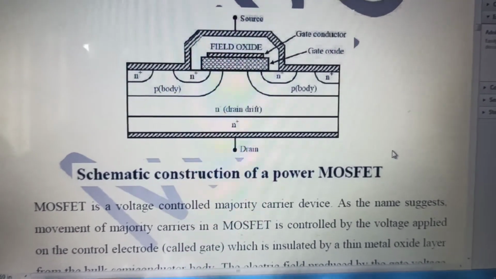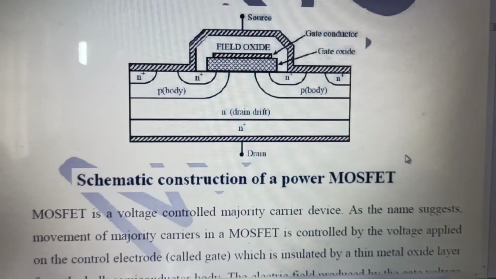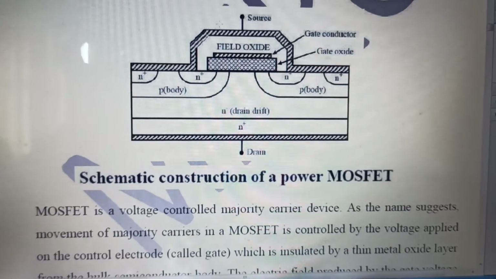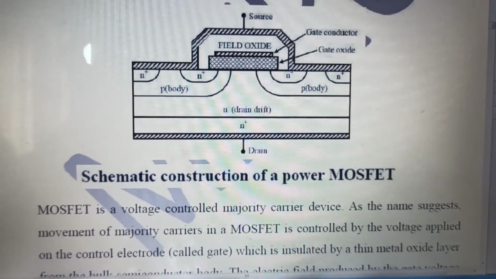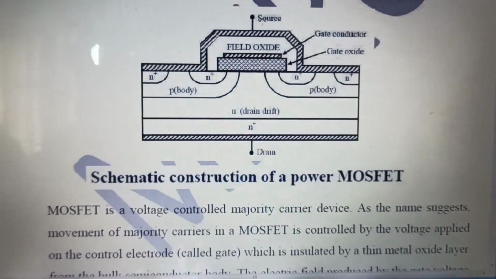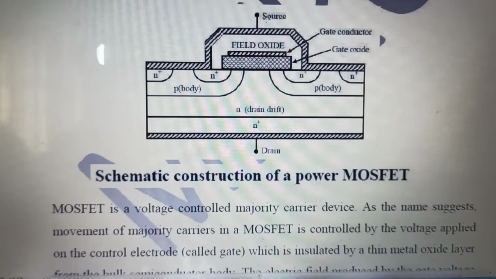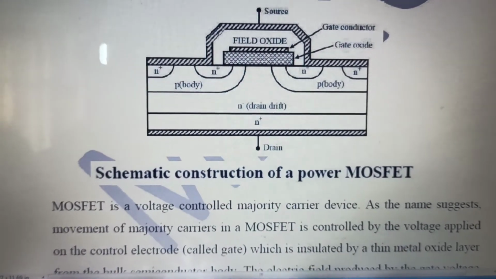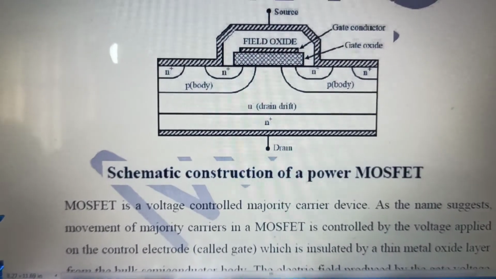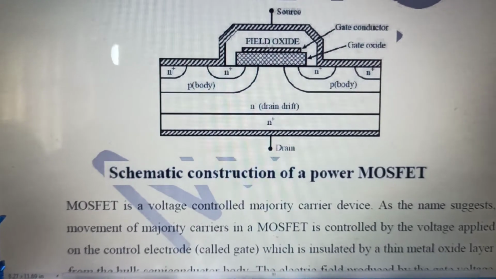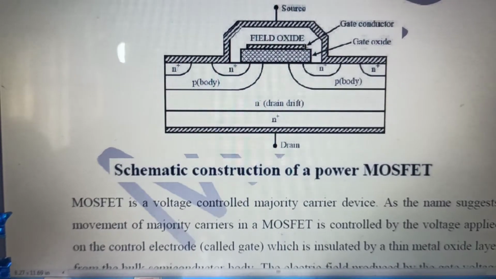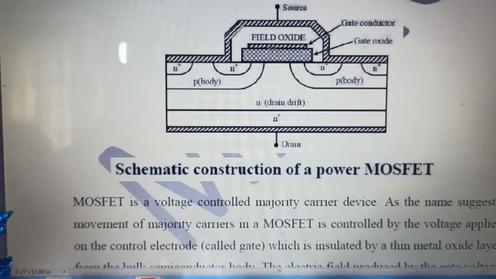So first of all, have a look at this, the structure of MOSFET. It comprises of a source, and it is essentially a metal oxide semiconductor field effect transistor. This whole part is a metallic body that is connected to the source. And this crisscrossed line is the gate conductor.